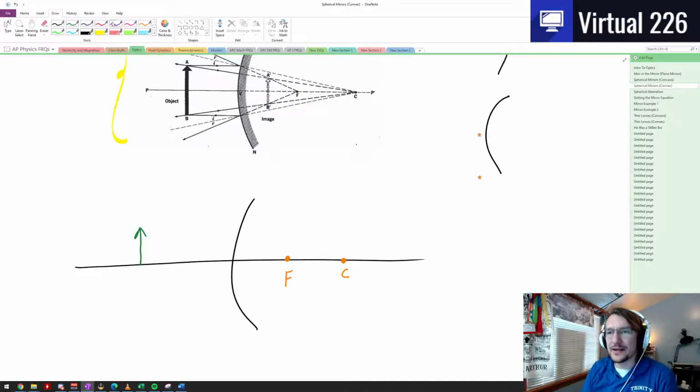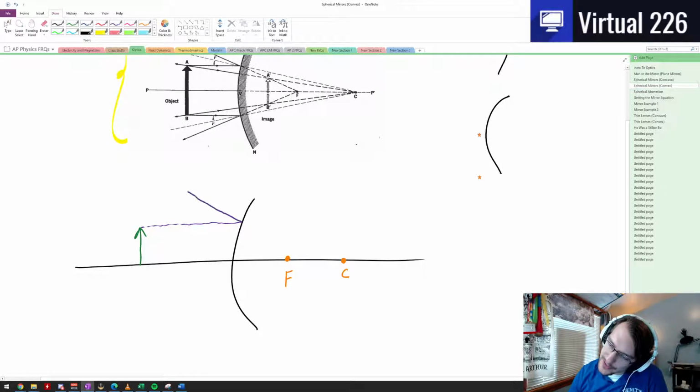When I go ahead and I trace out my rays, what's going to happen is a ray of light is going to hit this arrow, and then it's going to bounce. And then when it hits the mirror here, it's going to reflect off of this mirror so that the angle of incidence equals the angle of reflection. And when that happens, this ray is going to bounce like this. So this is the actual ray of light.